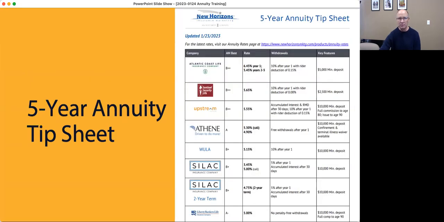This has been extremely popular, and we are going to expand on it now. We're going to expand on it to not only a 5-year annuity tip sheet, but we're going to go with a 3-year. There are so many 3-year MYGAs out there right now that are extremely competitive. I mean, their rates are very comparable to the ones you're going to see on a 5-year tip sheet.